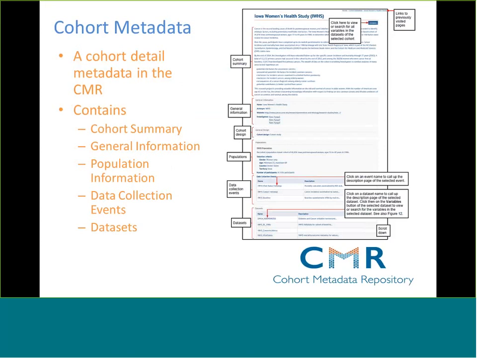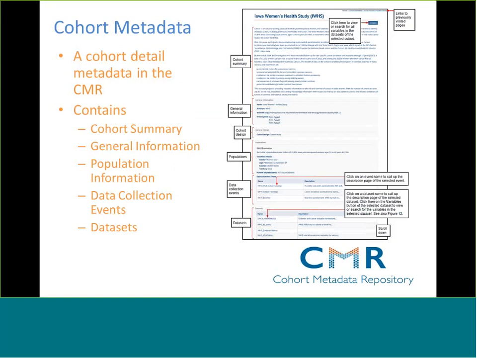This is a fancy screenshot I took from our user guide, which I'm plugging, so if you have any questions about the site, feel free. There is a link to it on the CMR. And as you can see, we have a number of categories for each cohort. They all contain cohort summary, general information, population information, data collection events, and data sets.